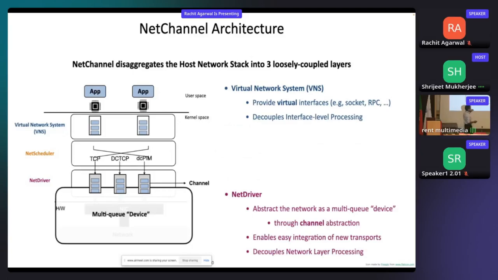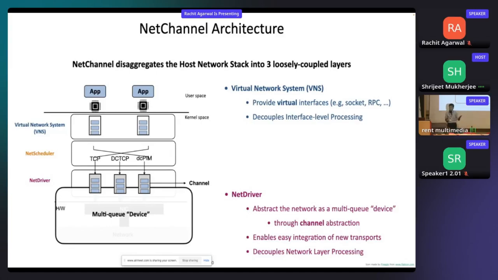The net driver actually abstracts out the entire NIC and the entire network and even network attached devices potentially as a multi-queue device. I have multiple output queues. I have a device, everything is abstracted out as different queues, and things can happen between the network file system abstractions and these queues.